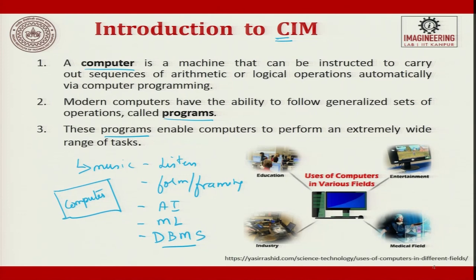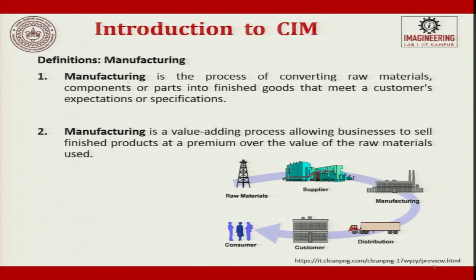Manufacturing. So there are two ways to define manufacturing. One is that manufacturing is the process of converting a raw material, component or a part into a finished good that meets a customer expectation or specification. That is the hardcore manufacturing definition, which happens on a shop floor. Suppose you are trying to do service sector work, then the definition goes like this: manufacturing is a value adding process allowing businesses to sell finished products at a premium over the value of the raw materials used.